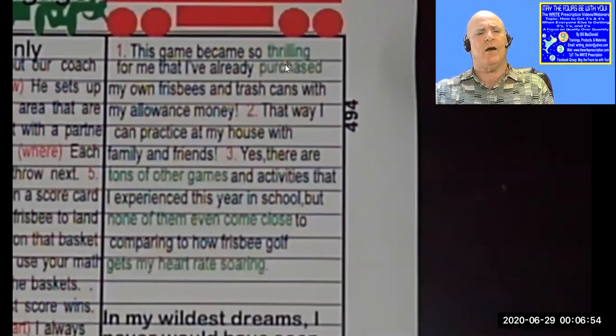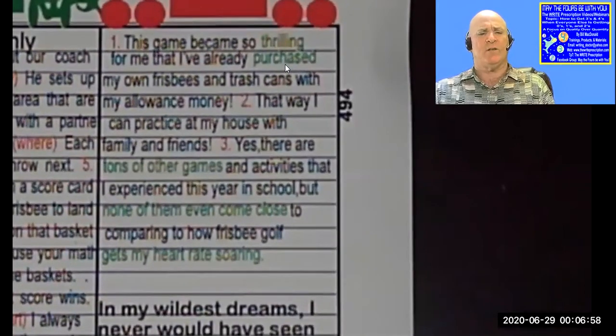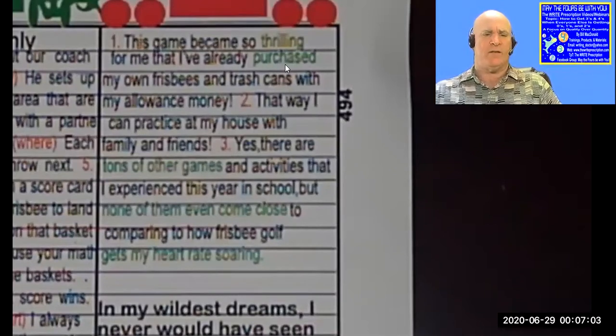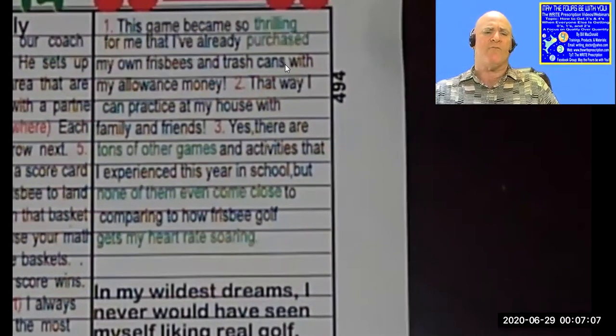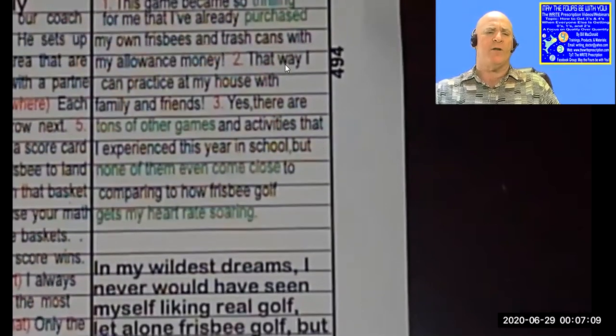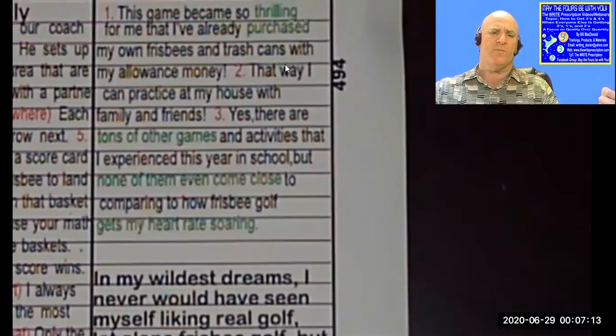Yes, there are tons of other games and activities that I experienced this year or I experience each year in school. You can keep it in present tense, but none of them have even come close to comparing how frisbee golf gets my heart rate soaring. So none of them come close.